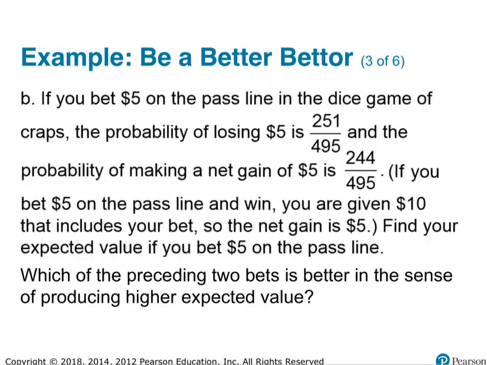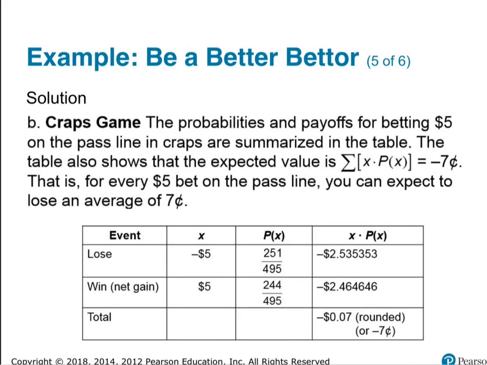How about the other one, the dice game, craps? If you bet $5 on the pass line, I don't even know all the rules, but I'll just take what they're saying. If you lose, you lose $5, and that's the probability. If you win, you make $5, and that's the probability. So long story short, here's our table. Let's do this one now. Here's L1, here's L2. You can lose $5, and there's the probability.